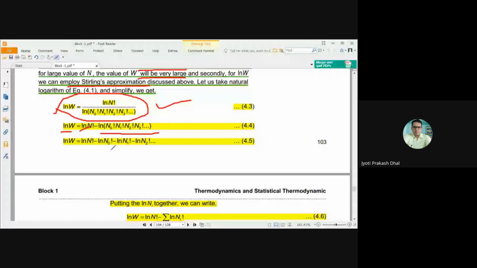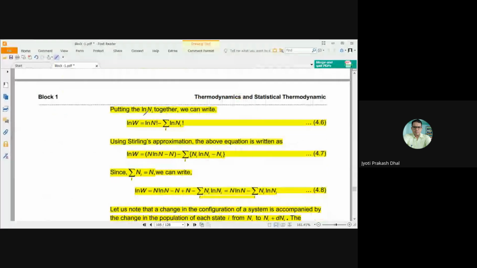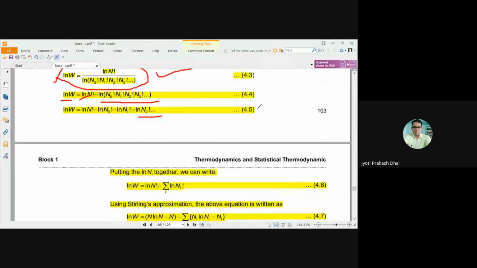applying Stirling's approximation, finally that will become equal to ln n factorial minus ln n0 factorial minus ln n1 factorial minus ln n2 factorial. Now putting the ln ni values together, this equation 4.5 can be written as ln W equal to ln n factorial minus summation of ln ni factorial.